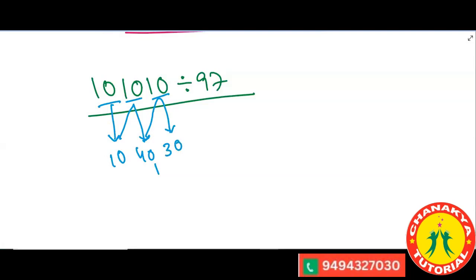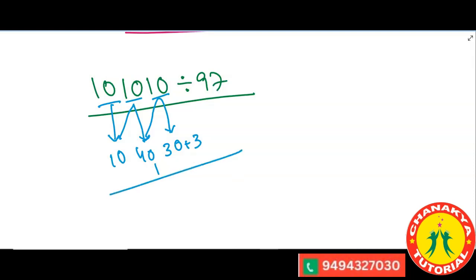And how many times 97 goes in 130? Once. That's why plus 1, right? Is it correct? You're forgetting one more thing. Even that one should be multiplied by 3. Plus 3, not 1. If 97 goes once, we should add 3. If 97 goes twice, we should take 6. If 97 goes thrice, we should take 9, into 3 of that number.